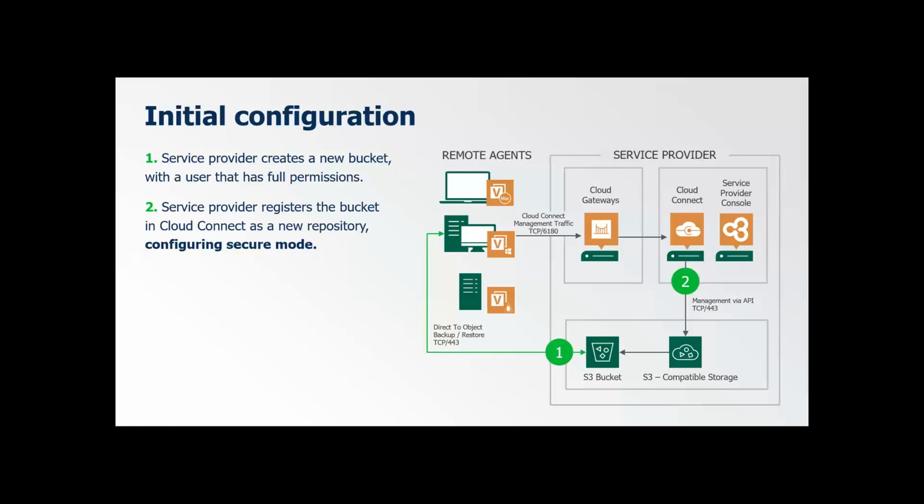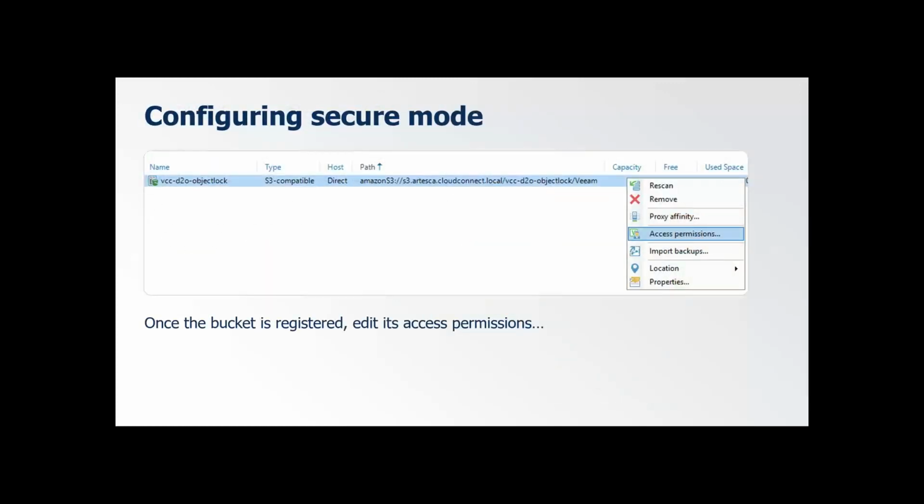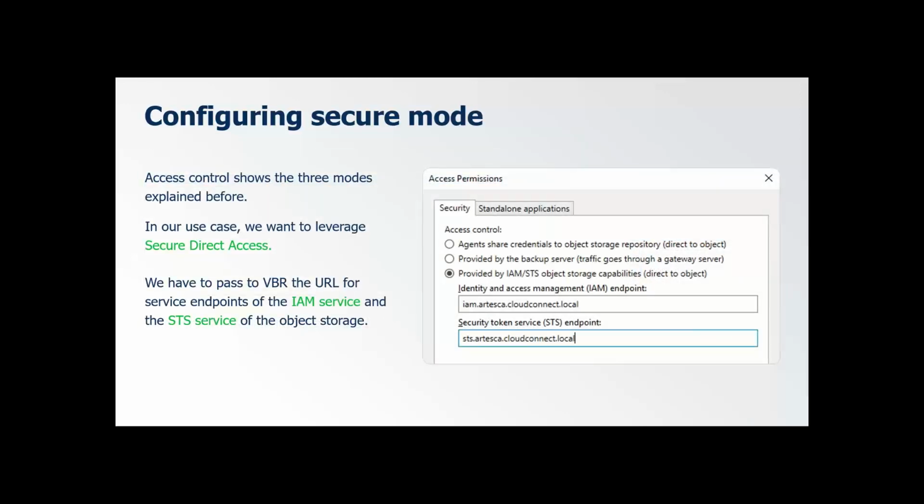For the new repository, we register in direct mode, and we go and configure secure mode. How do we do secure mode? Okay, we register the bucket here. We look to it, right-click, and we select access permissions. In access permissions, we're going to see 3 access control modes. The first one is what we called before insecure direct. So every agent shares the credential with the other agents when writing to the object storage.